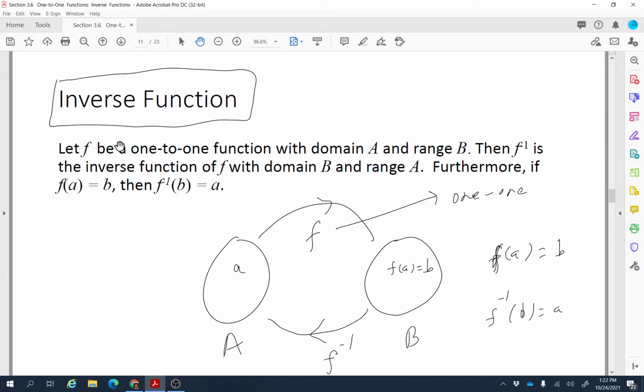So let f be a one-to-one function with domain a and range b, then f inverse, that's how you read it, is the inverse function of f with domain b.